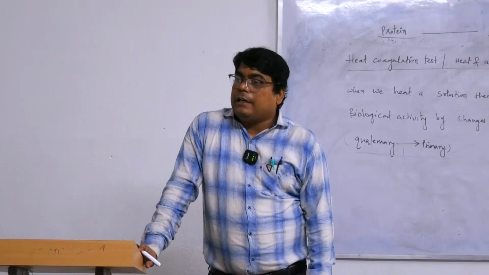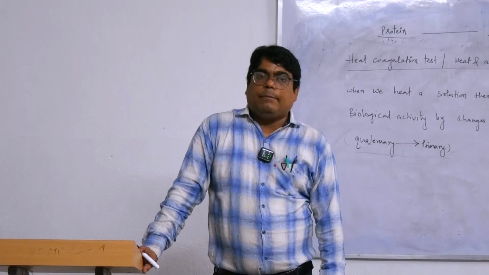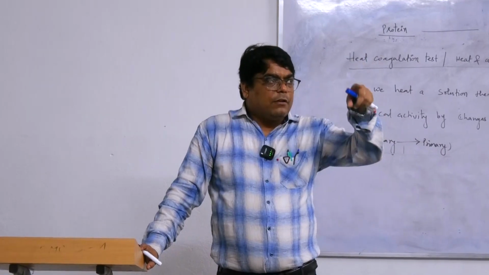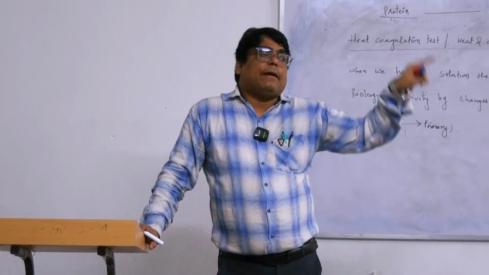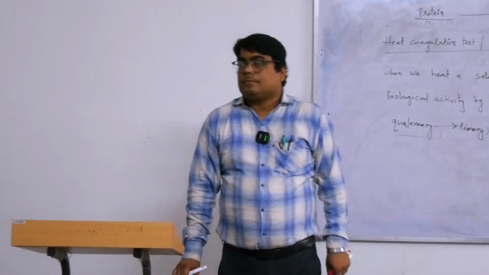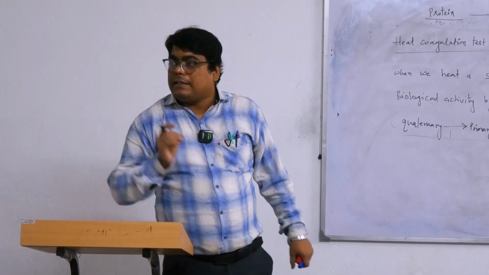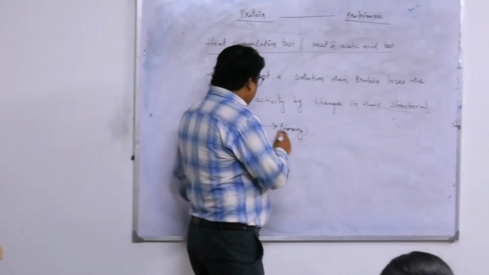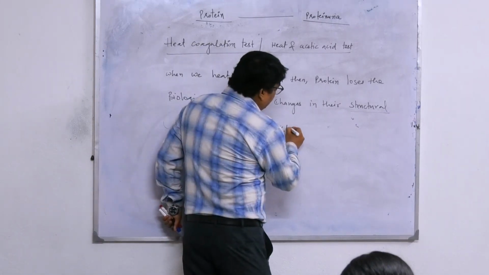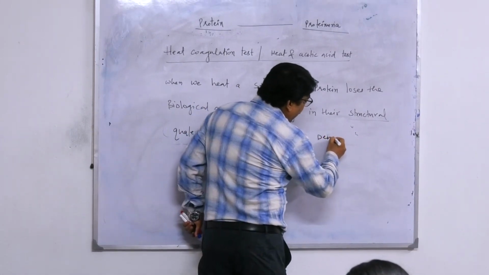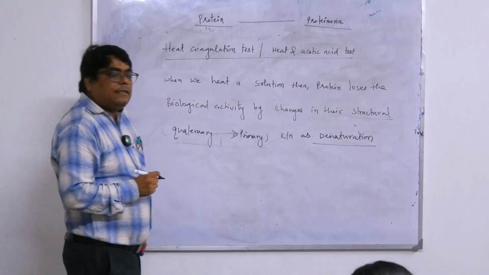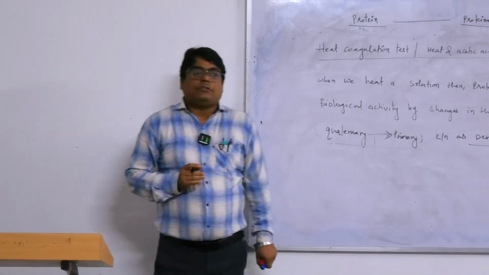They lose their biological function, such like hemoglobin. Hemoglobin is what? It is the example of quaternary structure. If we heat it, they lose their biological functions, lose their bonds, and they become primary structure. Same as albumin protein. Albumin is also an example of quaternary structure. They lose their structure, known as denaturation.